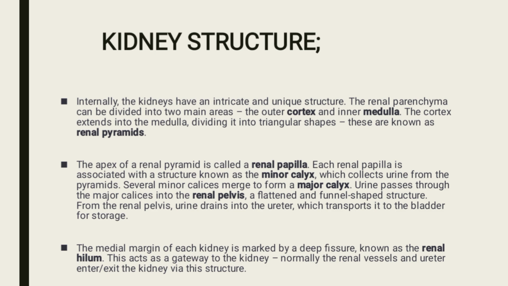with a structure known as the minor calyx, which collects urine from the pyramids. Several minor calyces then merge to form a major calyx, and urine passes through the major calyces into the renal pelvis, which is a funnel-shaped structure. From the renal pelvis, urine drains into the ureter, which transports it to the bladder for storage.